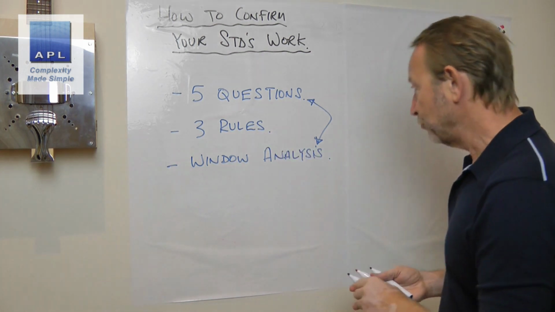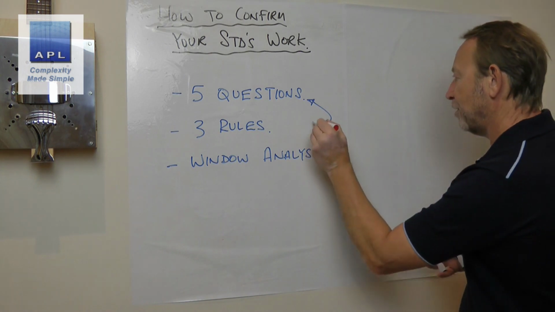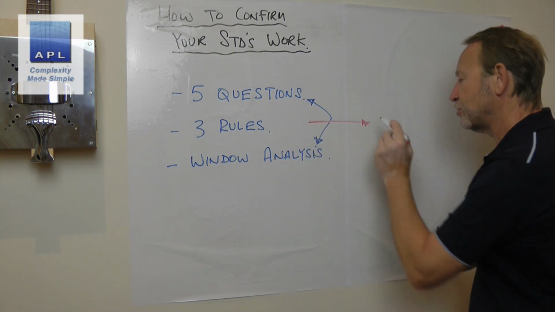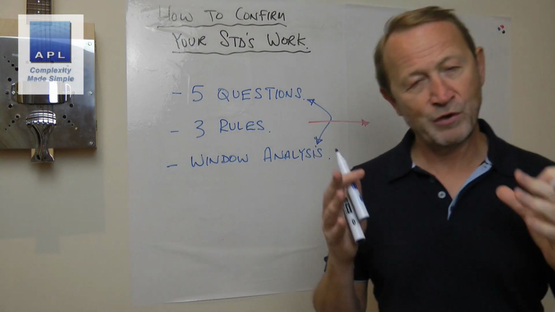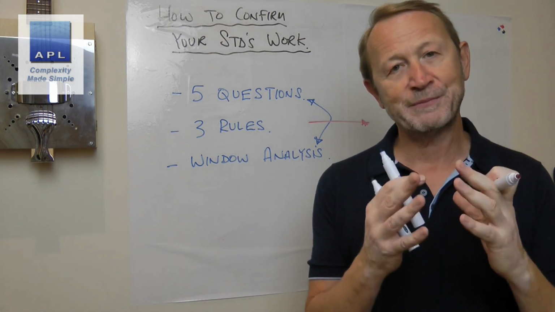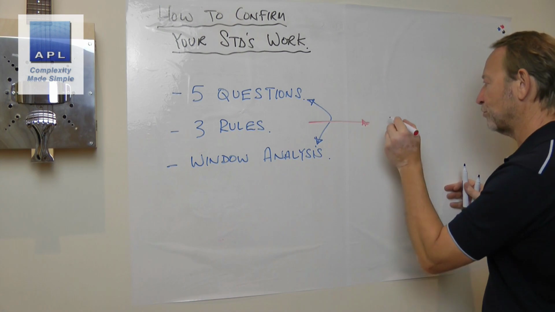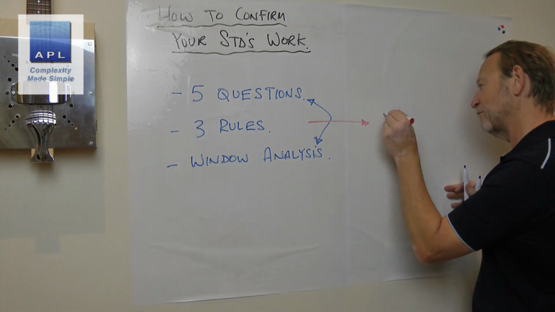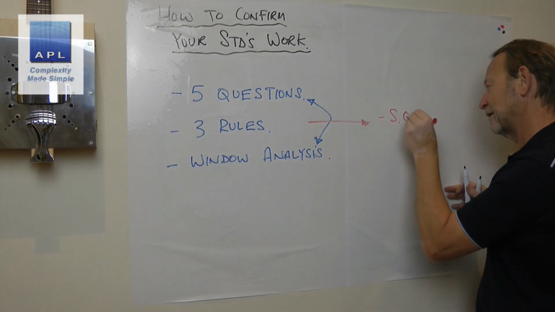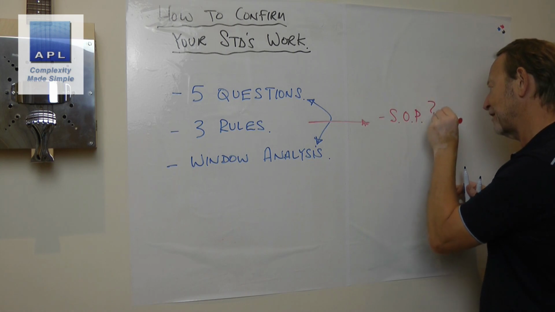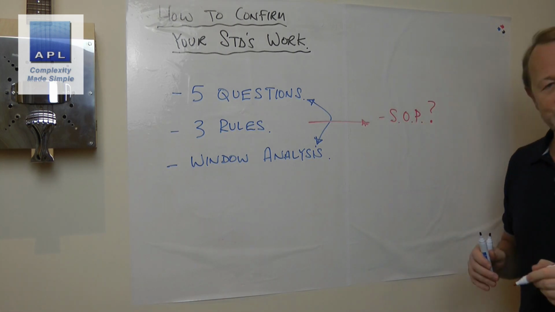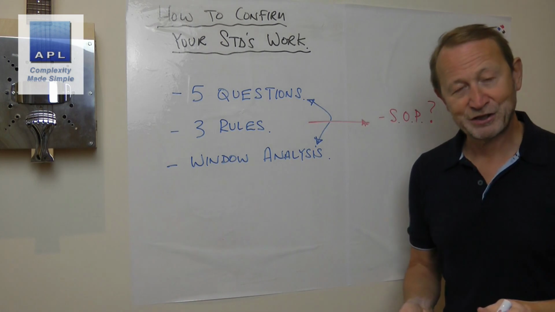Then I can show you my 3 rules. So my 3 rules go like this. When we're trying to decide whether you have control of a particular variable, my 3 rules are this. Similar to Tom's. First one: do you have a standard operating procedure? Do you actually have a rule?